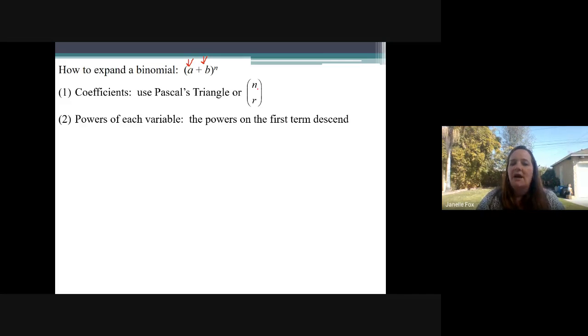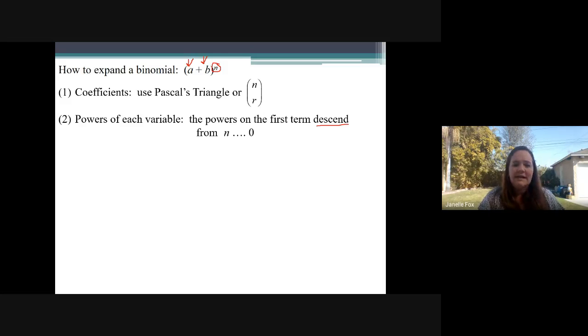So the powers of the first term are going to descend. For instance, if this n right here was a 4, we'd have the a guy to the 4th, and then to the 3rd, to the 2nd, to the 1st, and then to the 0. Did I do that right? 4, 3, 2, 1, 0. Yes, I did. So that goes from n to 0, whatever the number is.